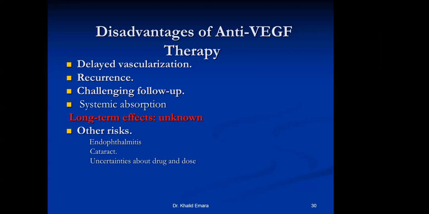Number four, systemic absorption. VEGF is essential for development of kidneys, lung, and other systemic organs. The VEGF was retrieved from the blood even 2 weeks after injection, and we don't know, maybe it will cause any systemic effects. There are also other risks, including endophthalmitis and cataract.